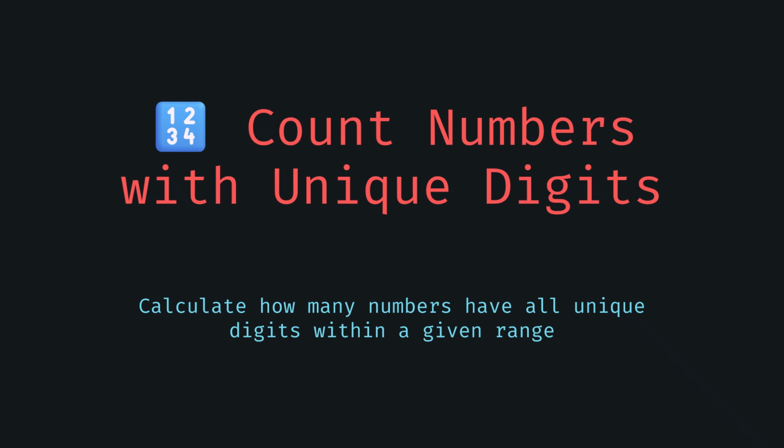Hello everyone. Today we're going to explore how to count numbers that contain only unique digits. For example, 12 is valid because the digits 1 and 2 are different, but 11 is not because both digits are the same. Let's dive in.